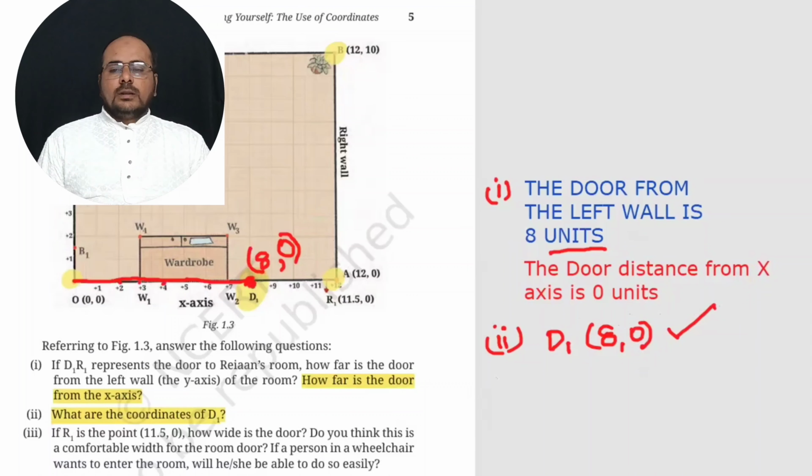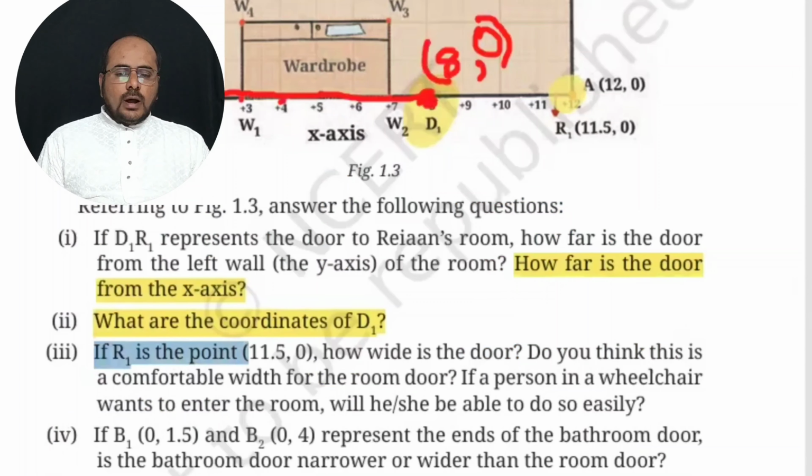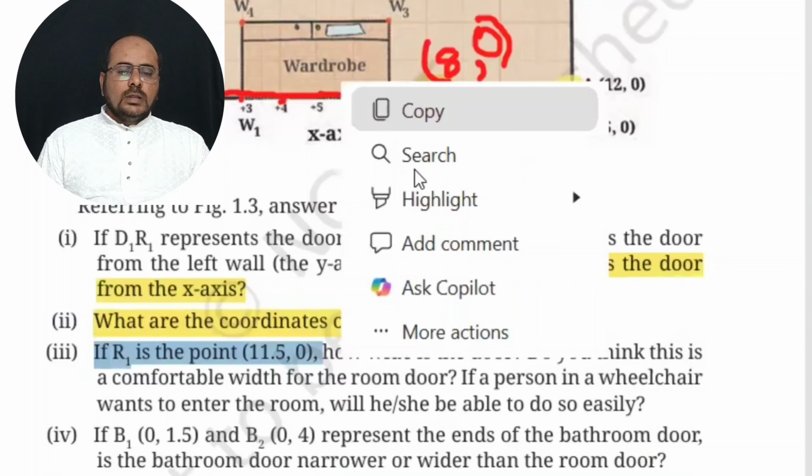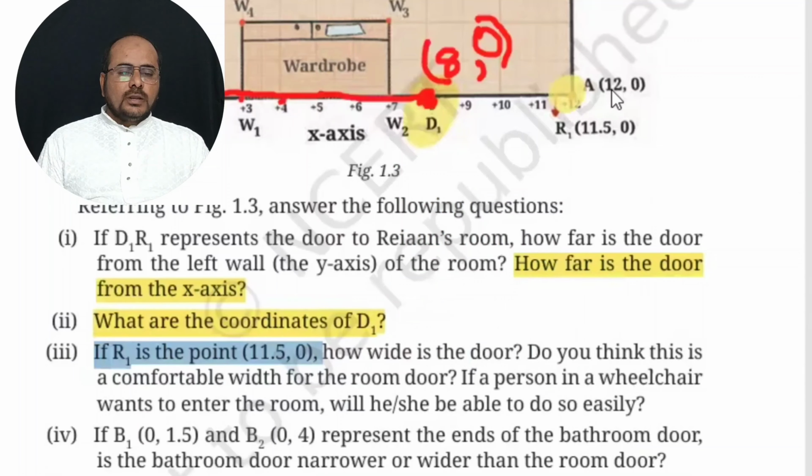Now come to the third one. If R is the point 11.5, 0. Yes, already he has given the R point is 11.5, 0. Here it is given, R1 is 11.5, 0. Right? How wide is the door?